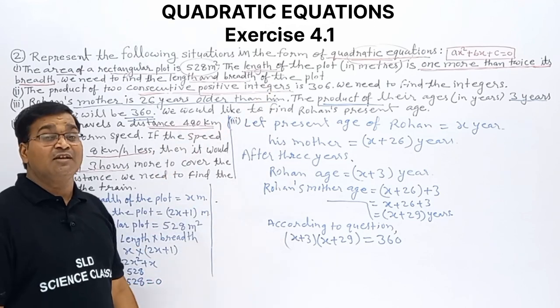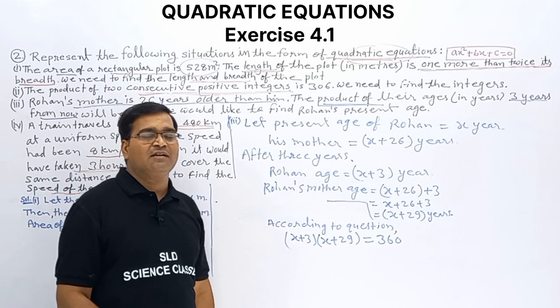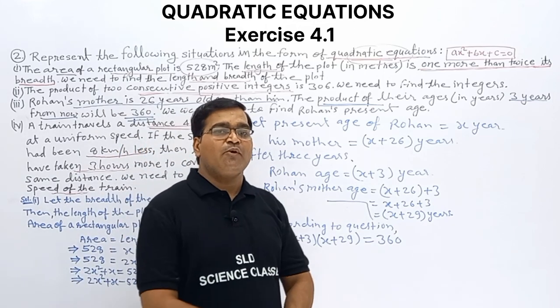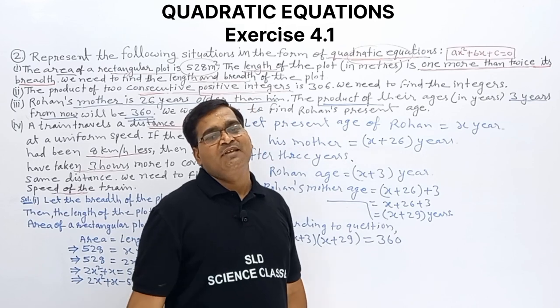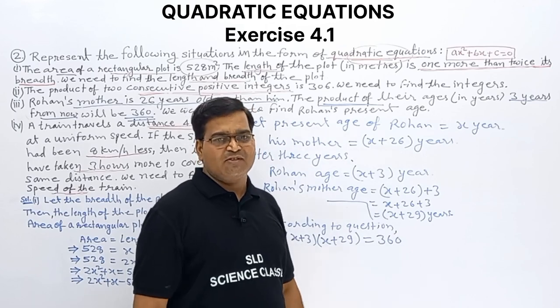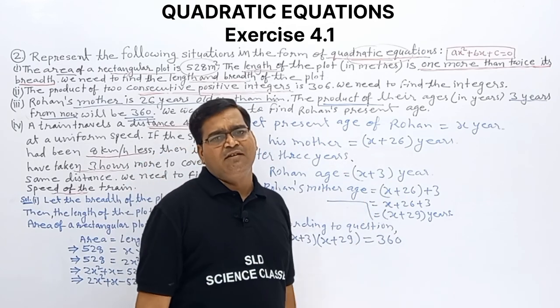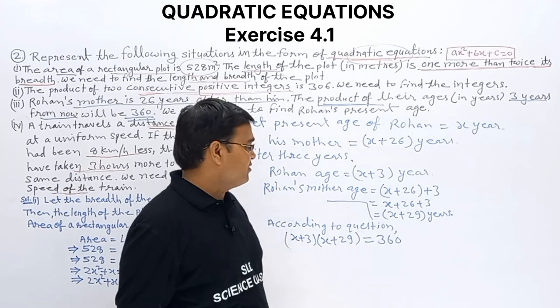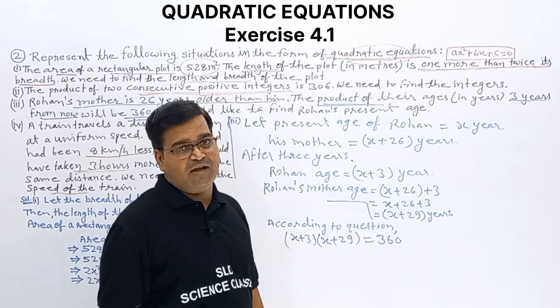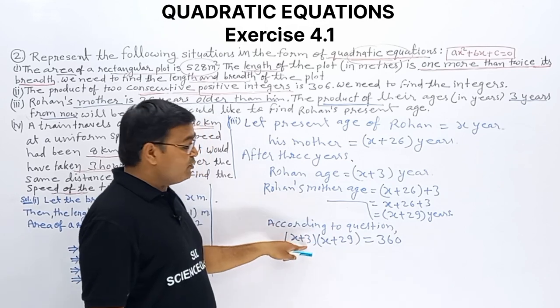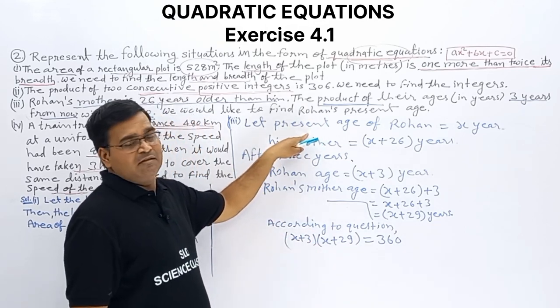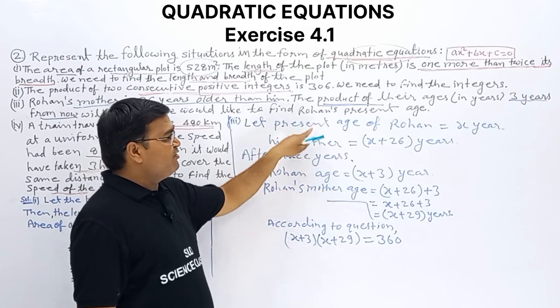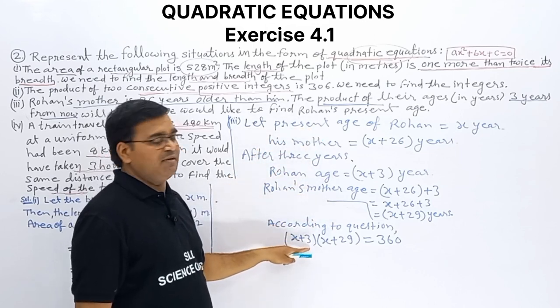Quadratic equation. In question number 1, exercise 4.1 of this chapter, we solved so many quadratic equations, and we checked which one is the quadratic equation. So we have a similar question now. How is this coming? From the situations. We apply the logic, we assume, and we get this one.